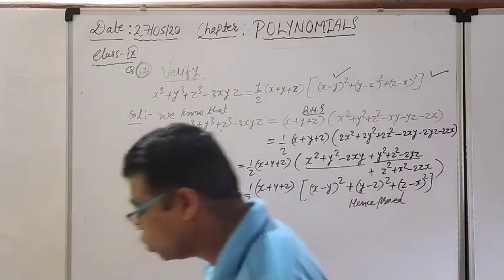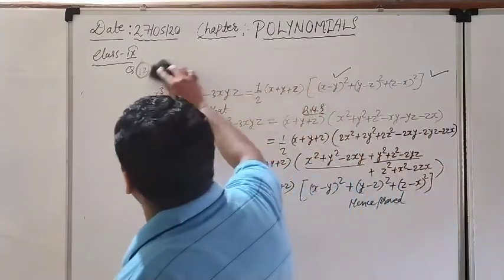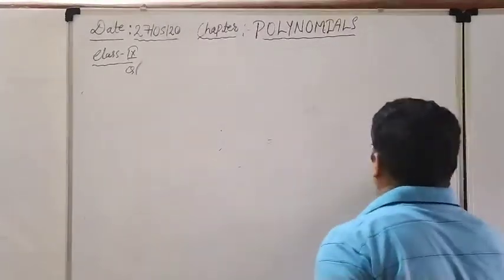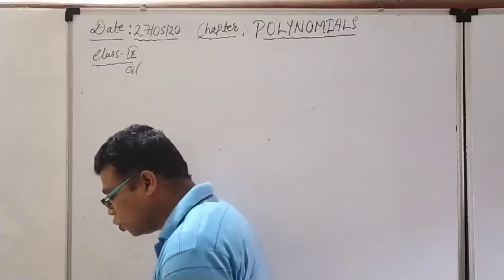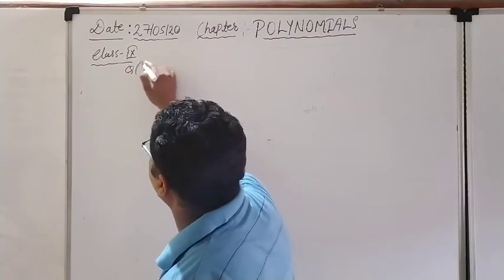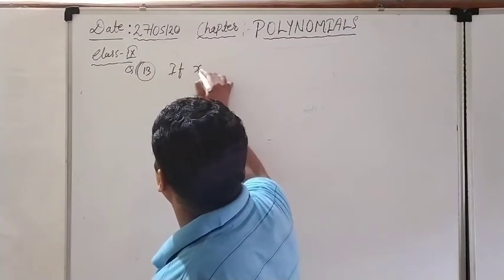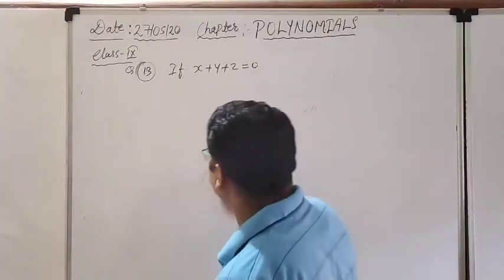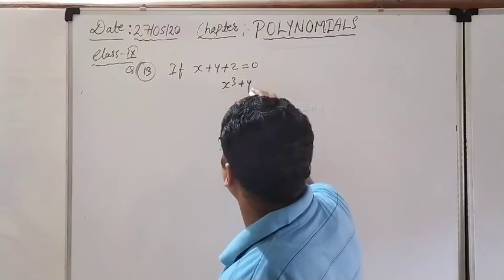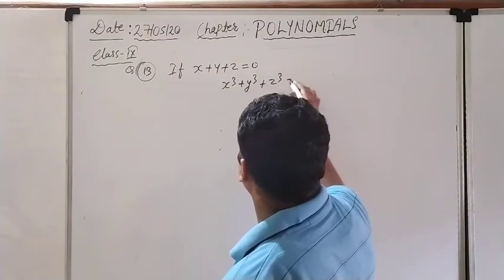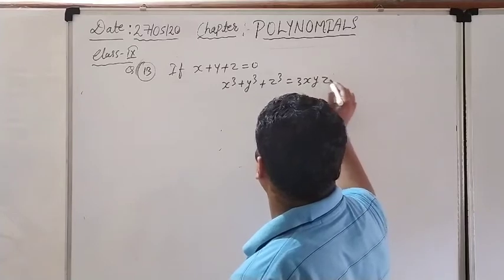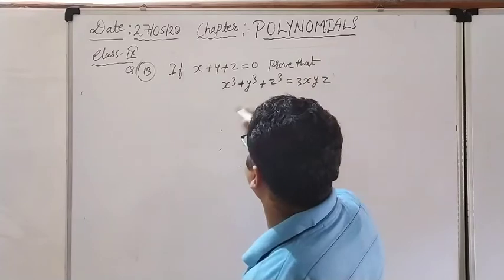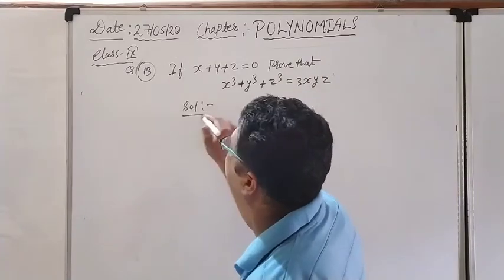Right now see the last question which I am going to solve in front of you, question 13. And after that this whole chapter is going to be finished. So look, what is the last question, number 13? If x plus y plus z is equal to 0, then x cube plus y cube plus z cube is directly equal to 3xyz. Prove that. It is a very easy question, and you can understand the solution. I am going to write it down in front of you.